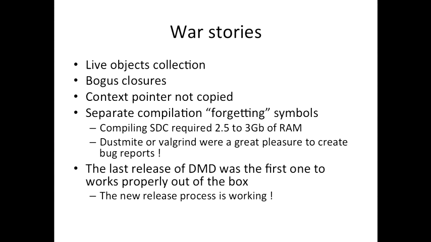But the fix was simple. You can disable garbage collection. Your program takes a bit more memory, but that is working fine. Then there was bogus closure, so values in closures that are not set properly. Context pointer not copied, that is pretty good. Like you do a struct, you have a context in it because you passed an alias parameter or something. You copy the struct, everything is copied within the struct, but not the closure itself. So you have garbage where the pointer is. That is very funny. That has been fixed.